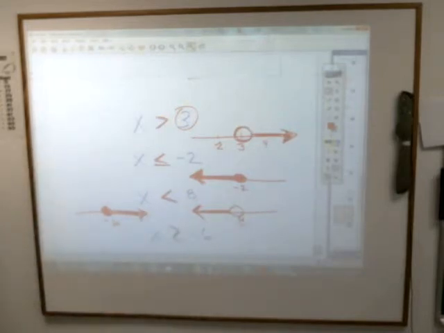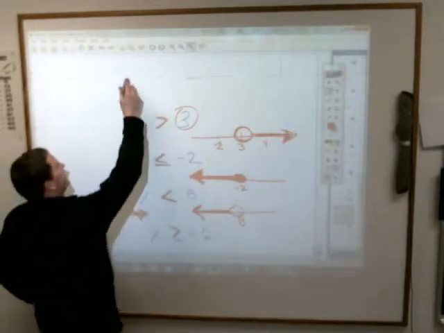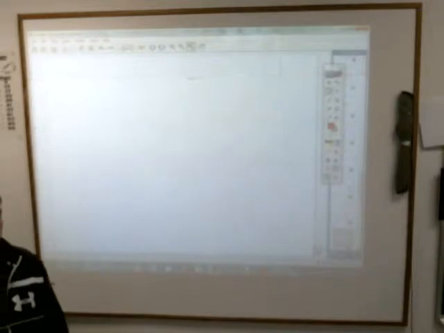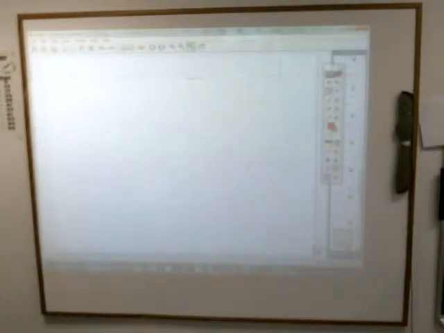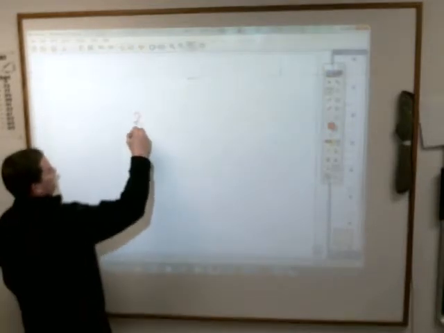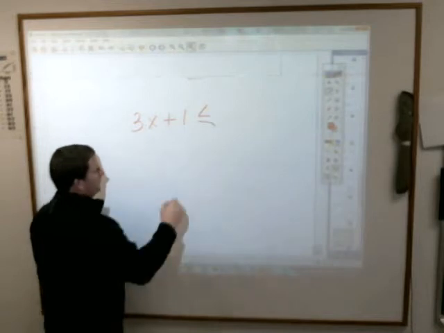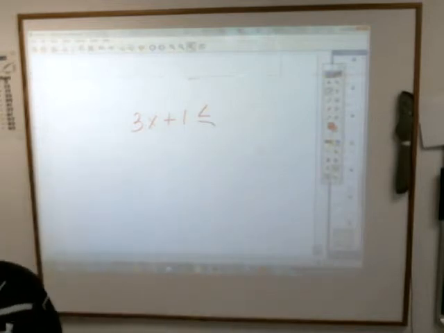Got it? Now, unless you thought that was it, unfortunately, that's not really it. Because we're going to have inequalities in equations. In other words, they're going to give you something like this. Write this down: 3x + 1 ≤ 7.